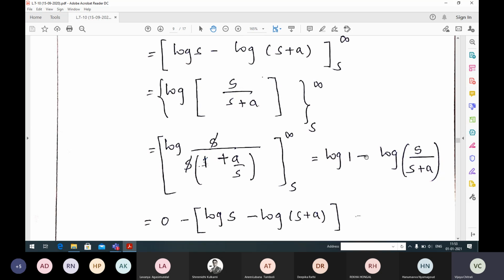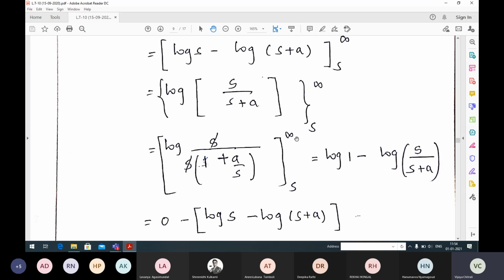So log of 1 divided by (1 plus a by s), minus log of s divided by s plus a. Substitute the upper limit, infinity, in place of s. So 1 divided by 1 plus a divided by infinity. a divided by infinity is 0, so 1 plus 0 is 1, and 1 by 1 is 1. So you get log 1, and for the lower limit you substitute s, giving s divided by s plus a.